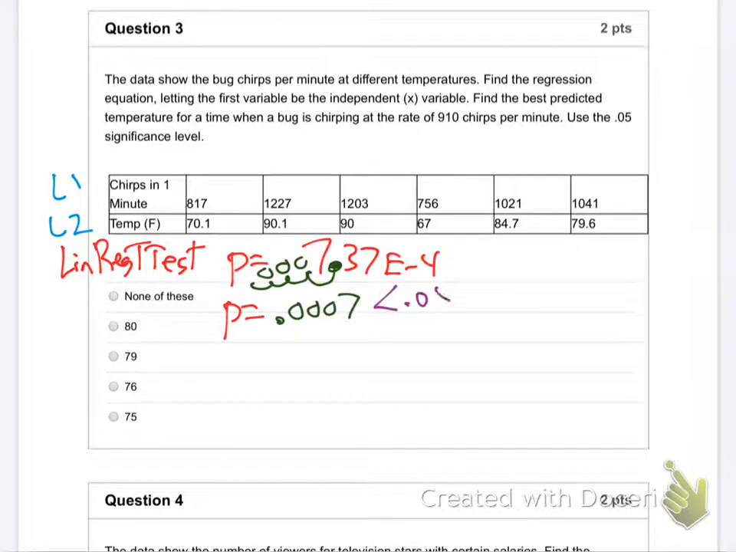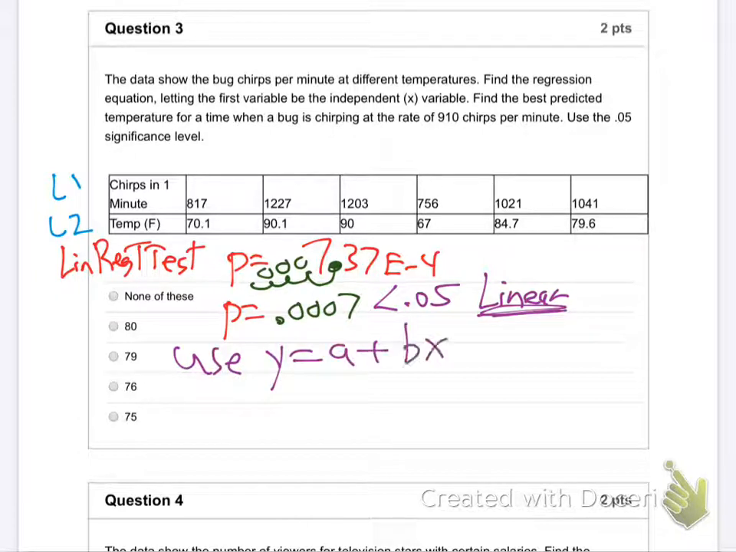So that's certainly a low p-value, isn't it? That's less than 0.05. So what does that mean when you get a really low p-value? You can use the equation. So it's linear. Strong evidence that those dots line up. They have a linear relationship, so we can use y equals a plus bx. So let's do it. Y, and plug in x equals what? 910?